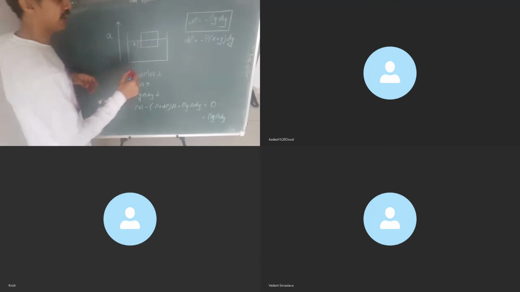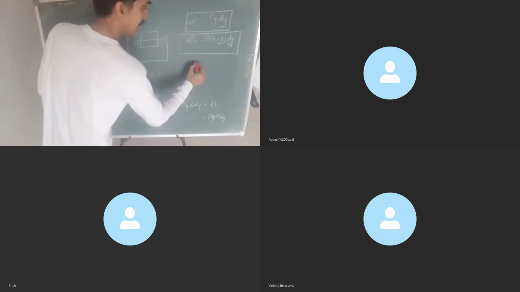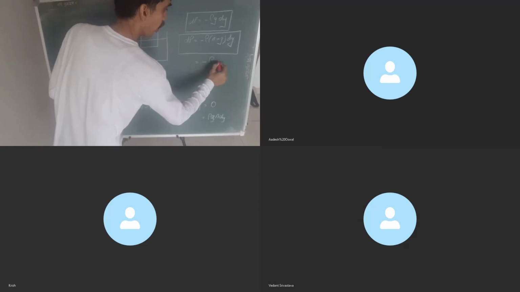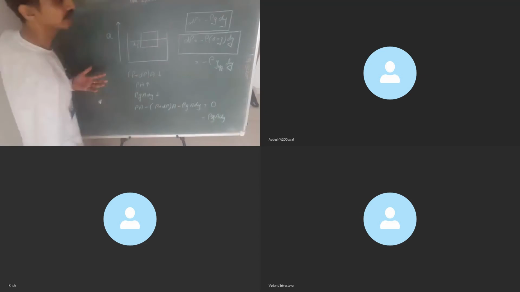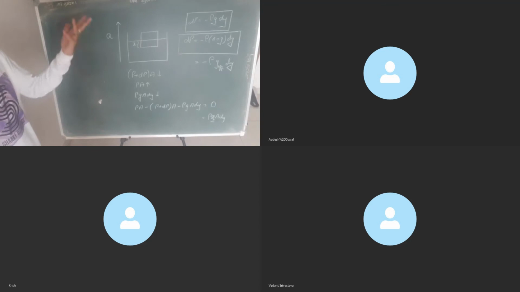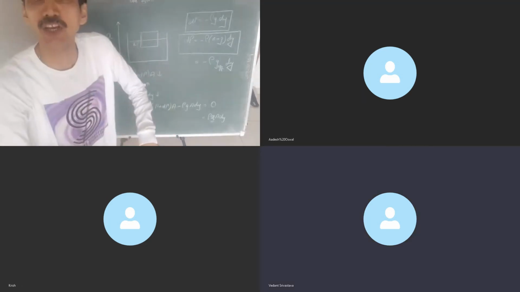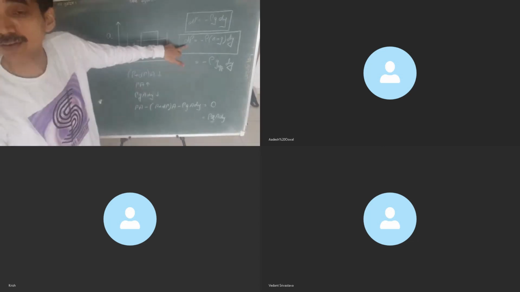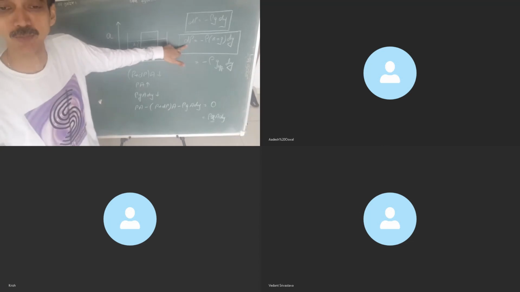So this variation is when you have kept the tumbler in an elevator. So can we say dp is nothing but minus of rho into effective g dy? Whatever is g effective: if moving up, a plus g; moving down, g minus a. If moving down with g, g minus g is zero, and dp will be zero, right? Which will lead us to the previous case.